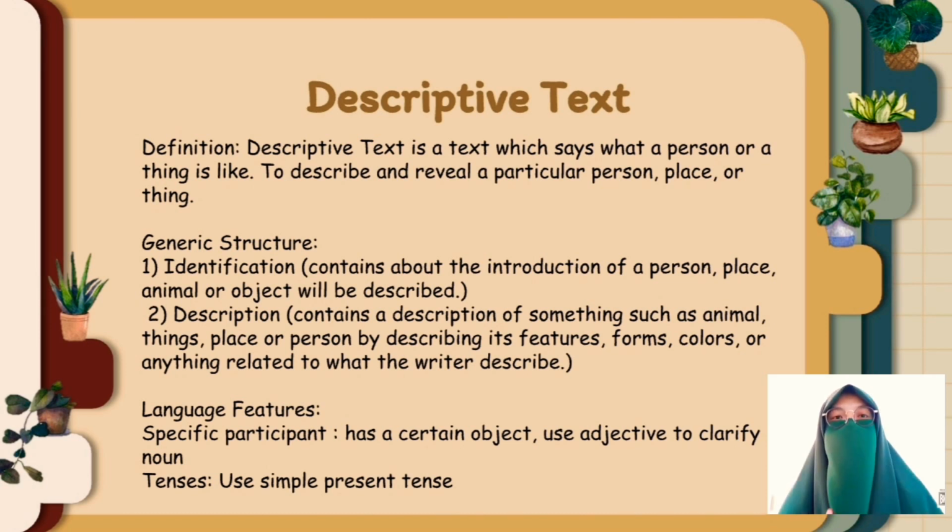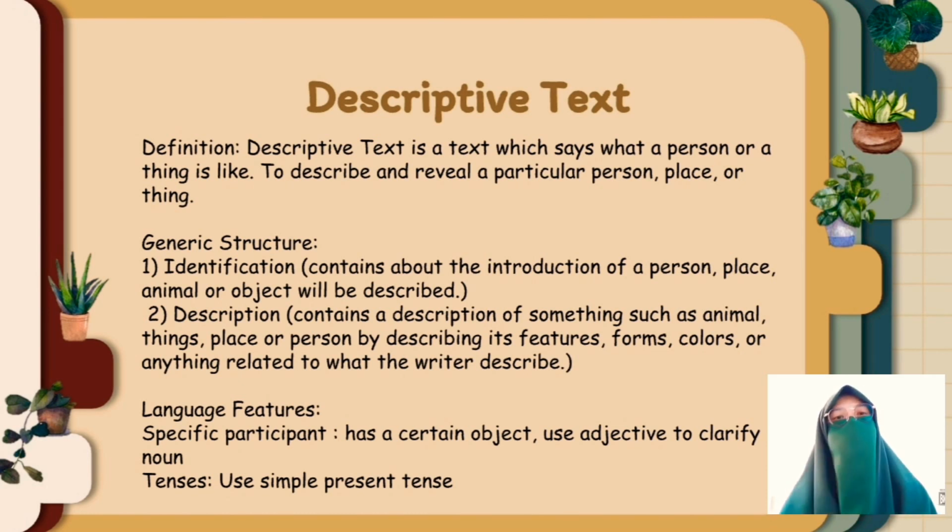When we are writing descriptive text, there is a generic structure for our writing to be correct. The arrangement is, first identification and the second is description. The identification contains the introduction of a person, place, animal or object that will be described, usually in the first paragraph. And then the second is description. Description contains a description of something such as animal, things, place, or person by describing its features, forms, colors, or anything related to what the writer describes.